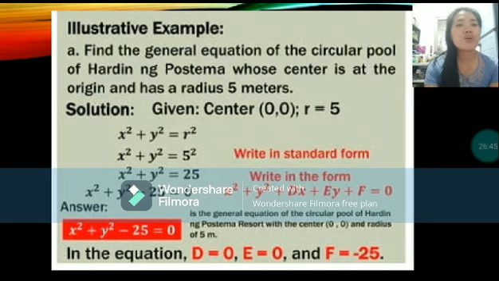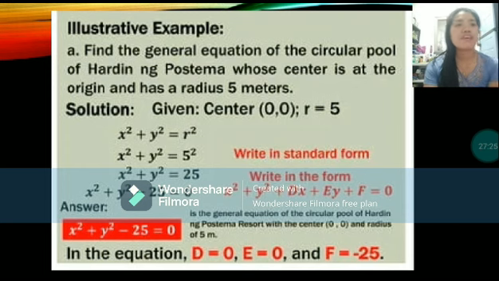Since we are asked to write the general equation, that is in the pattern of x squared plus y squared plus Dx plus Ey plus F is equal to 0, the answer would be x squared plus y squared minus 25 is equal to 0. We just simply transpose the 25. Okay? Now, it is already the general equation of the circular pool of hardened apostema resort with a center (0, 0) and radius of 5 meters. So, in the equation, our value of D is 0, E is 0, and F is equal to negative 25.